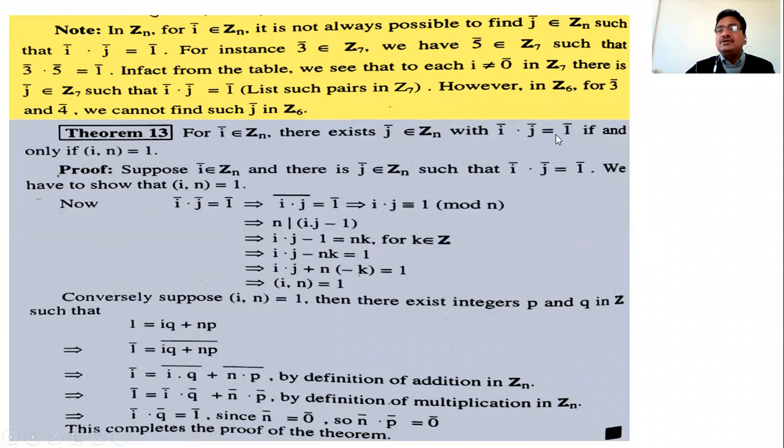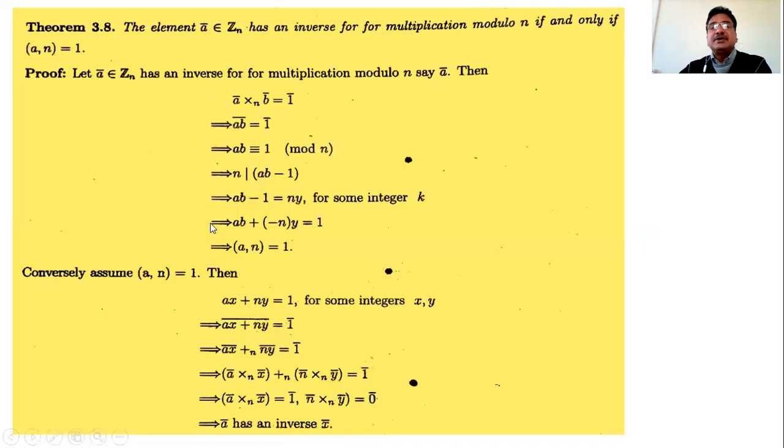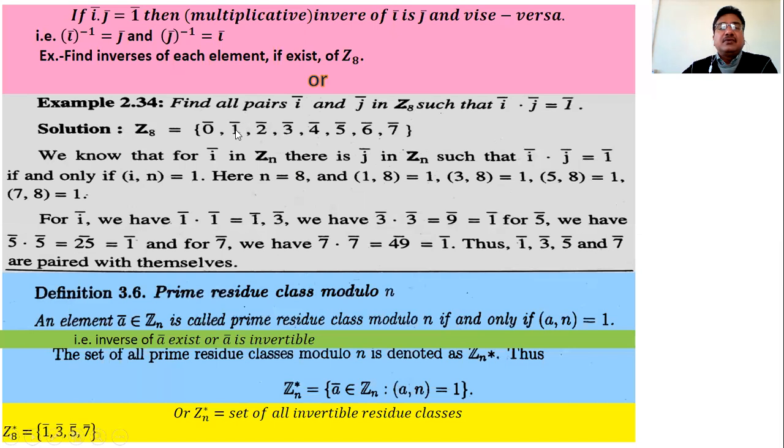When I bar times J bar is 1 bar, it means the inverse of I bar is equal to J bar if and only if the greatest common divisor of I and N is 1. So if you observe in Z8, 0 and 8 have greatest common divisor 8. 1 and 8 have greatest common divisor 1, and therefore the inverse of 1 bar exists. The greatest common divisor of 2 and 8 is 2, not equal to 1, and so the multiplicative inverse of 2 bar does not exist in Z8.